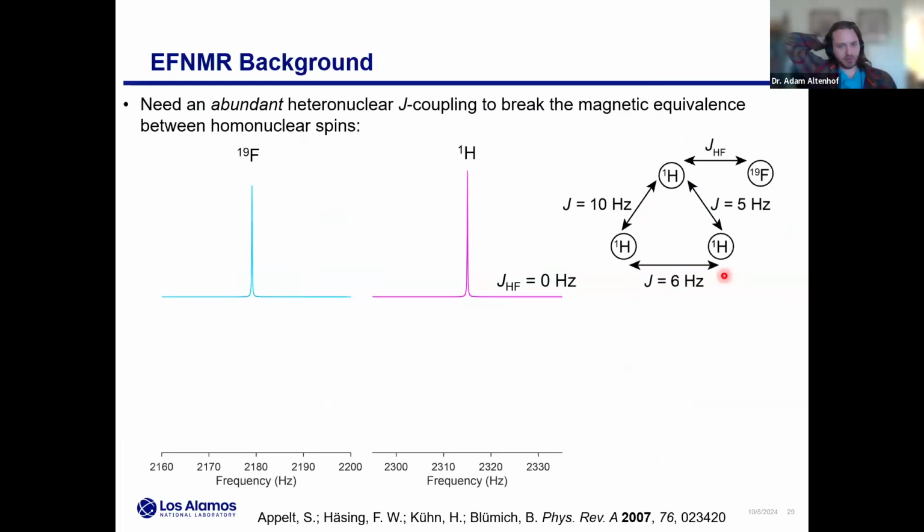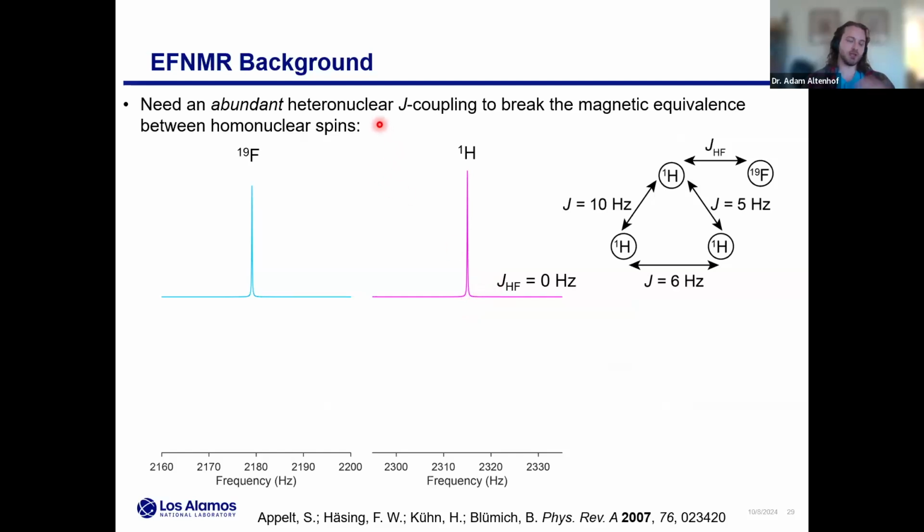So more in the background here, how this works. If we're going to measure Earth's field NMR, we have to recognize that we cannot measure homonuclear couplings alone. So if I dream up this weird simulation in the spin system, say I have these 3 protons with these J couplings, and I measure the Earth's field NMR, I'm going to get a singlet. So I won't see anything.